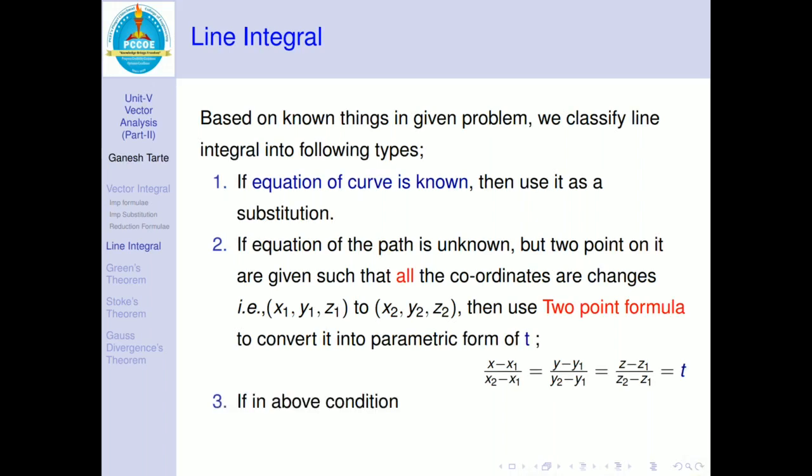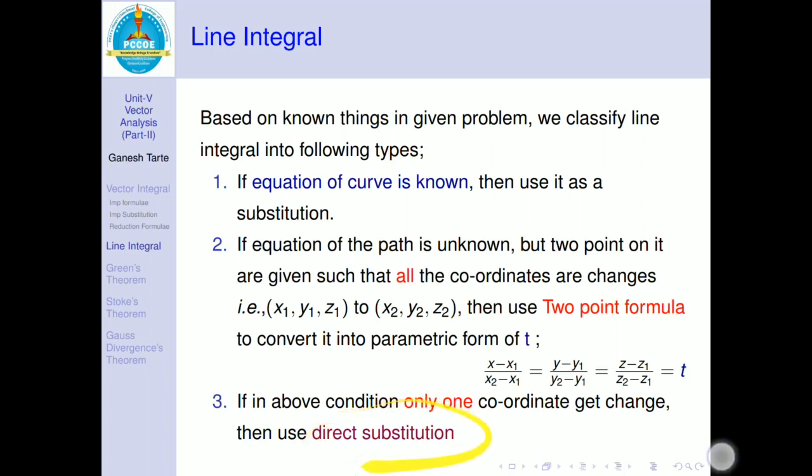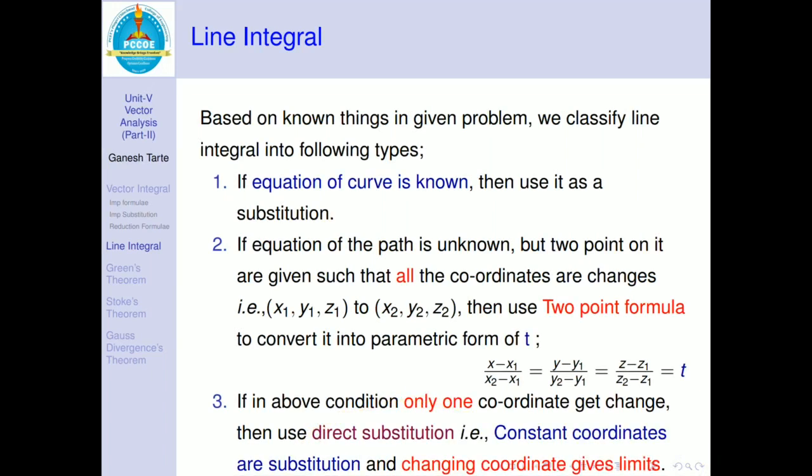In the above condition, if the equation of the path is unknown but we have 2 points on it, but instead of all, only one coordinate changes, then we use direct substitution. So instead of the 2-point formula, we use direct substitution. What do we mean by direct substitution? If only one coordinate changes, then the changing coordinate gives the limit of that coordinate, and the constant coordinate gives the substitution. We call it direct substitution. Changing coordinates give limits and the constant coordinate is the substitution.